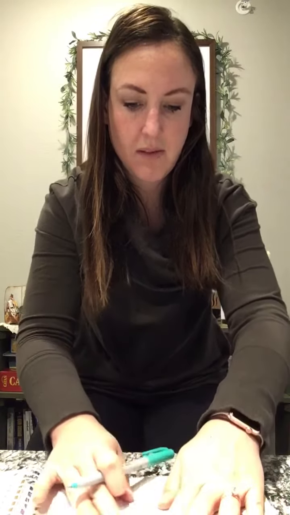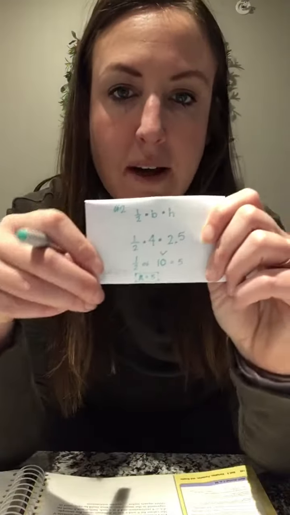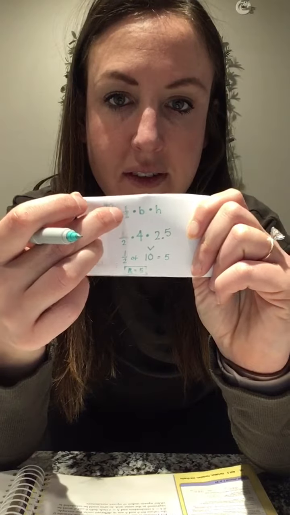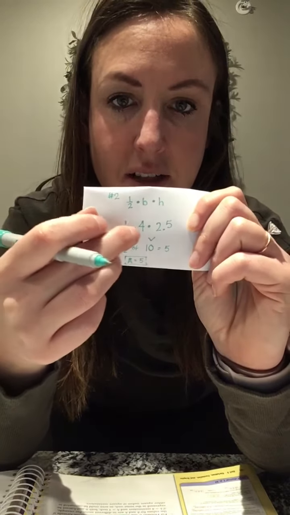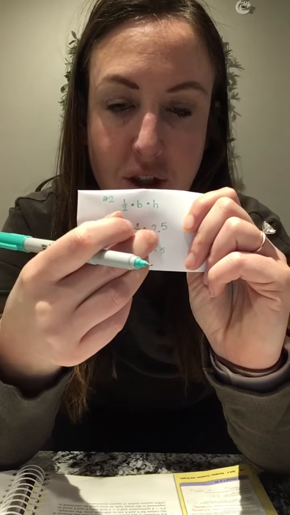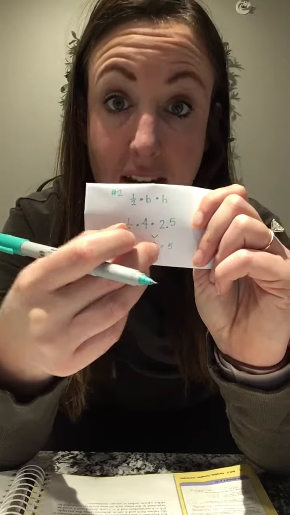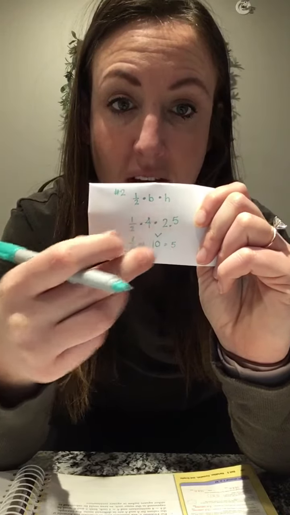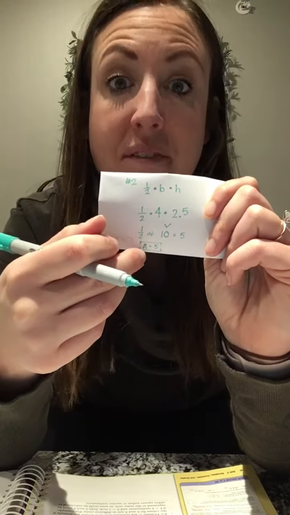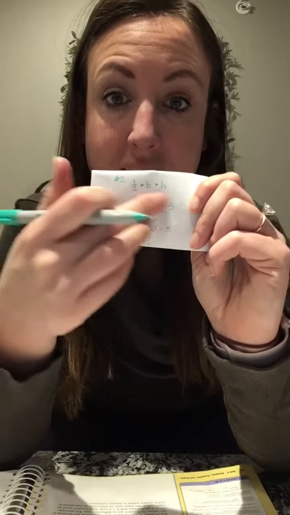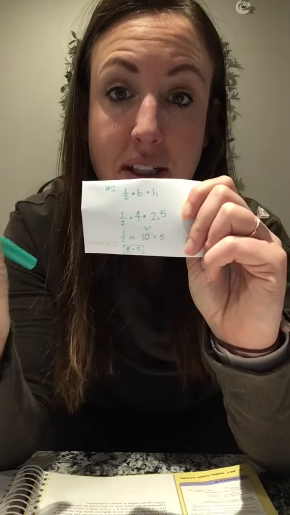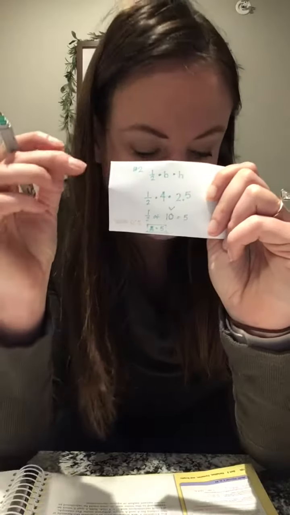Okay, number 2. Here's my formula. 1/2 base times height. 4 times 2.5 gives me 10. Half of 10, so 1/2 times 10 is 5. Your answer should be 5. If you did not get 5, you plugged this in wrong. All you're doing is plugging in the values. So if you got that wrong, you need to go redo it because I'm going to be looking at your work.